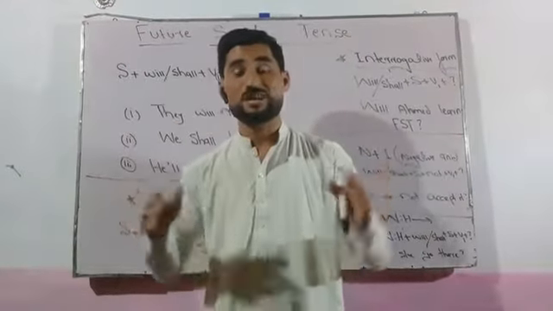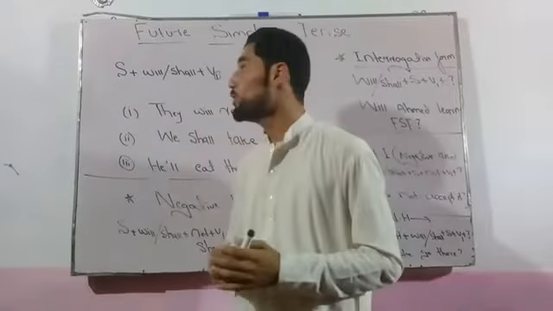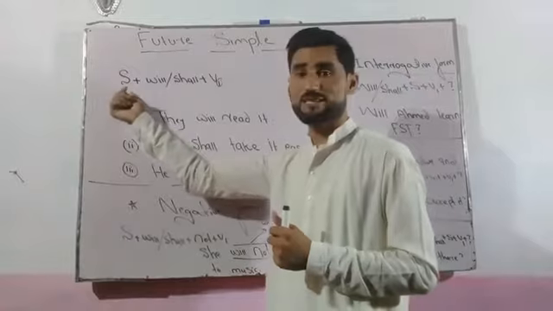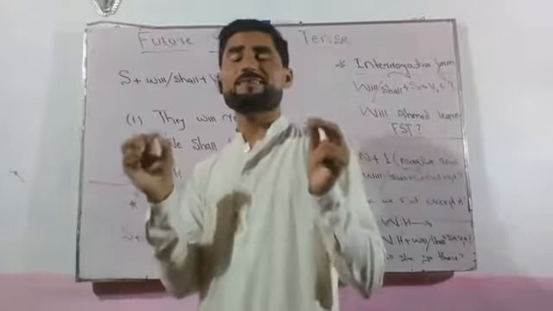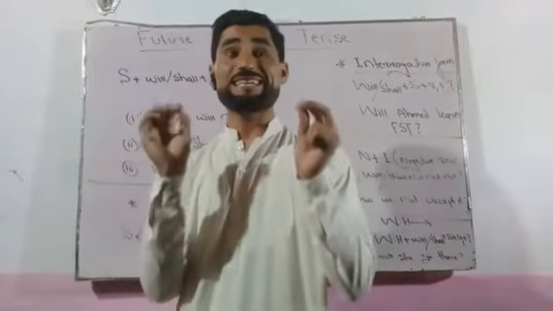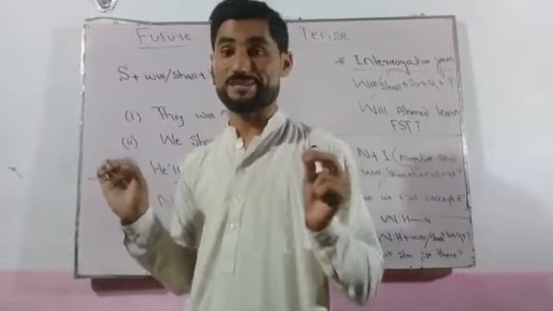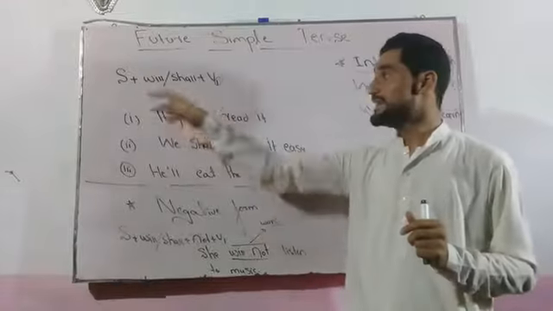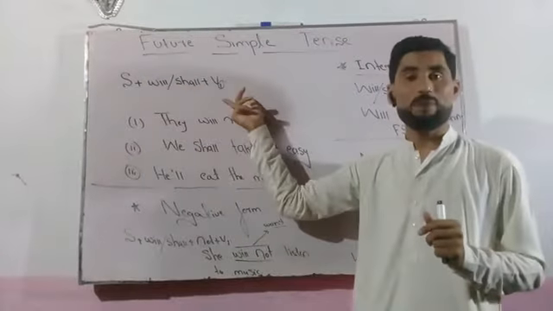Now, what's the format? How to make a sentence? So here it is. The sentence always starts with the subject. Subjects are either nouns or pronouns. Nouns are basically names of persons, places, or things. And then the auxiliary verb, and then the main verb.